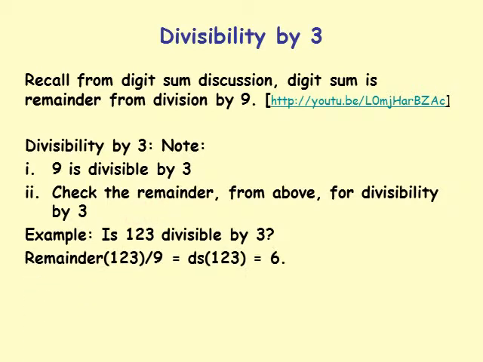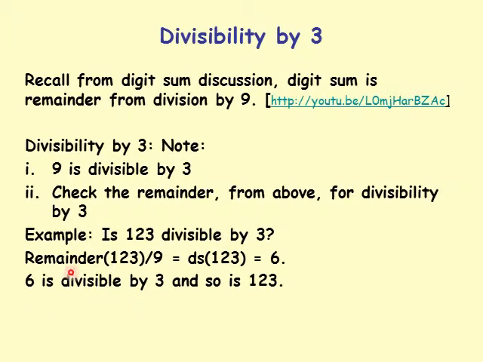Okay, let's continue. So we're looking for this number here, the remainder of 123 divided by 9, and the remainder of this is given by the digit sum of 123. So the digit sum of 123 is 6. So if we were to take out all the 9s we can from 123, it would be 6. If we divide 123 by 9, the remainder would be 6, and that's given by the digit sum of 123.